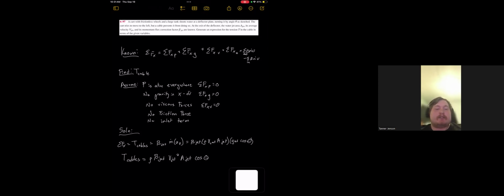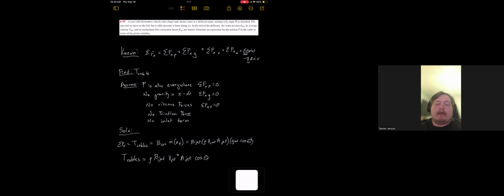So the solution is that we take our equation and simplify it down to just be the tension of the cable equal to the outlet momentum term, which is the momentum flux correction term for the jet times mass flow rate times U2. And then we can expand the U2 term and the mass flow rate term out to add in the variables that were given.